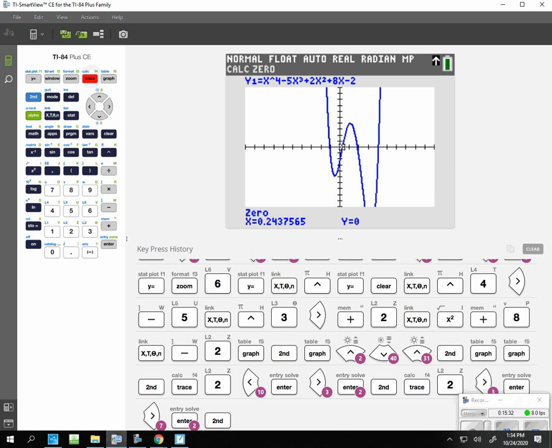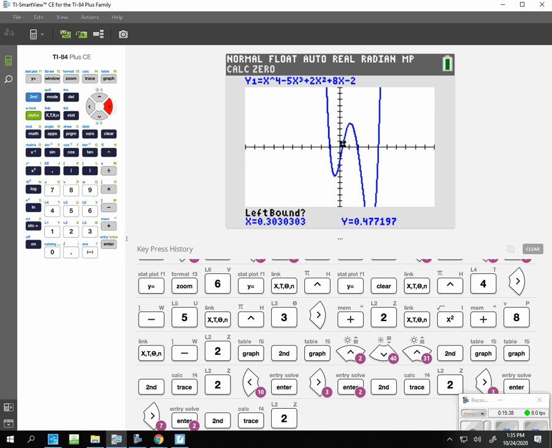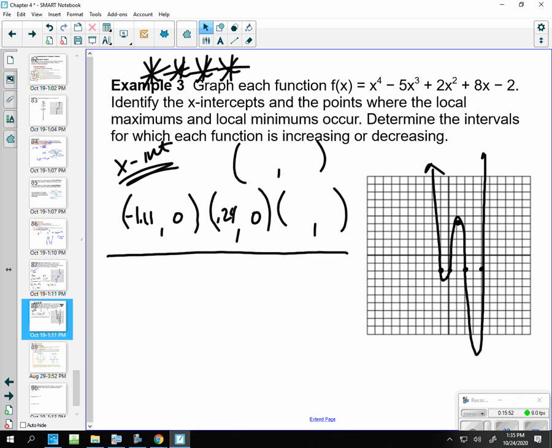Second, trace, 0. Basically, I'm just going through each and every one of these. So I'm going to enter when it's above and enter when it's below. And then I'm going to hit enter again, and it's going to tell me the 0. So 1.820. 1.820.